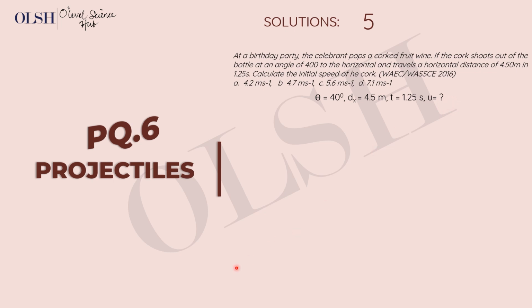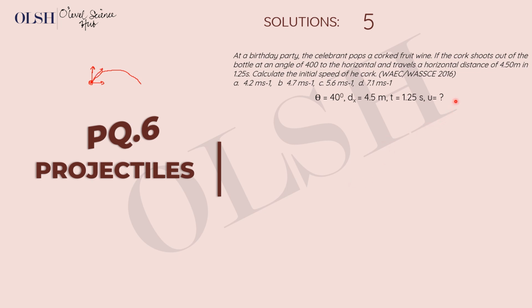So like I said earlier, every object that goes through this kind of motion, at every point in time along the path, has a horizontal component of its velocity, a vertical component of its velocity, and also a tangential component of that velocity.